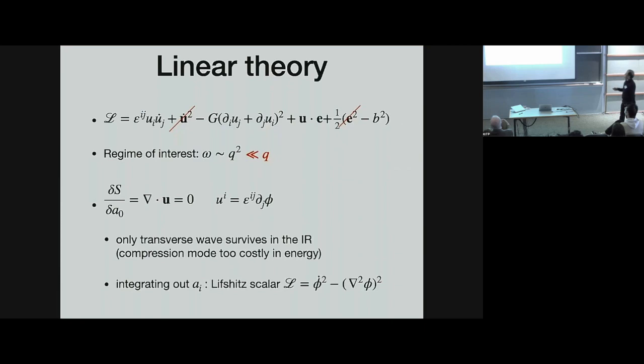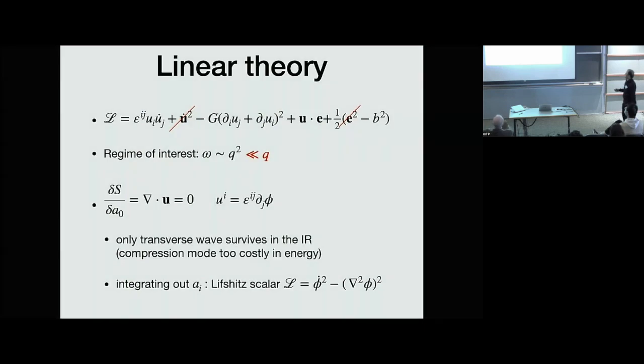One can solve this constraint, divergence of U equal to 0, by introducing a scalar field phi and rewriting U as a curl of phi, roughly speaking. Then one can put this U back into the Lagrangian, integrating out A_i, and get the final action, which is the action of a Lifshitz scalar. That is phi dot square minus grad square phi square. So here we see that this theory naturally gives us a scalar with a quadratic dispersion relation instead of a linear dispersion relation.